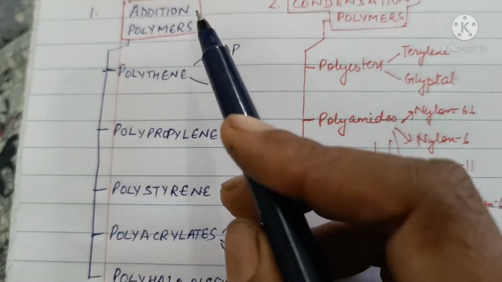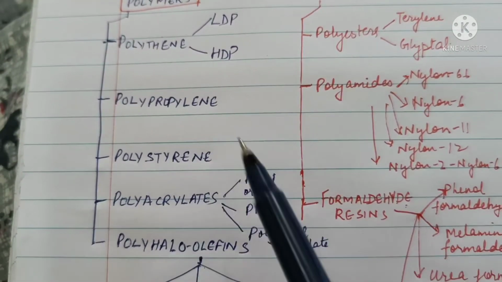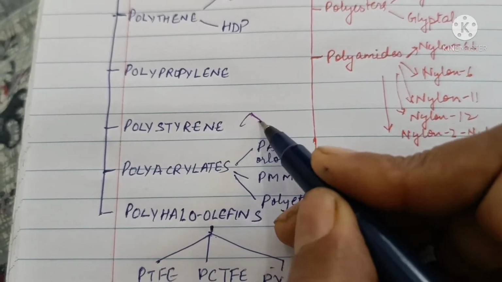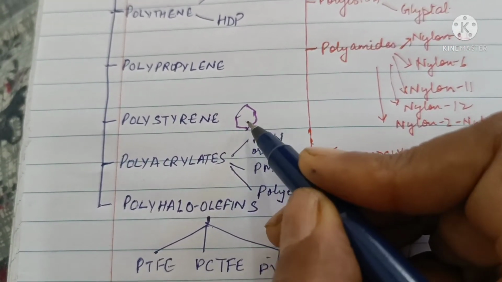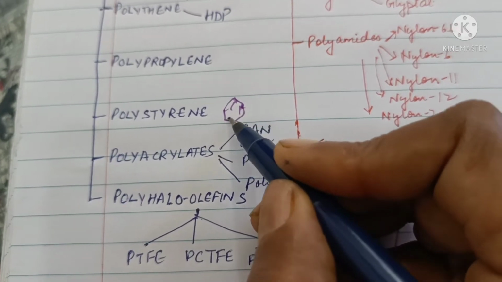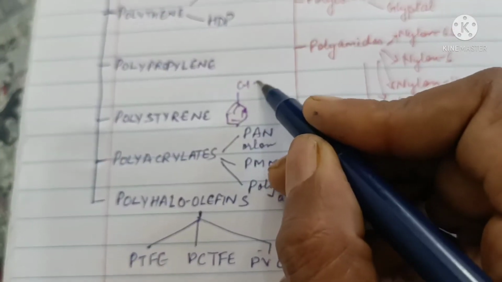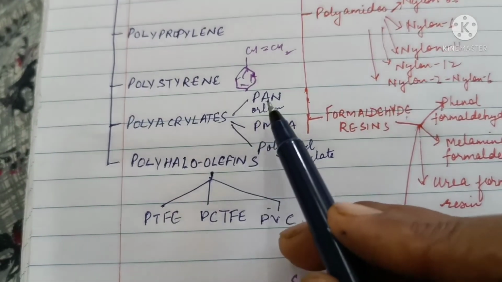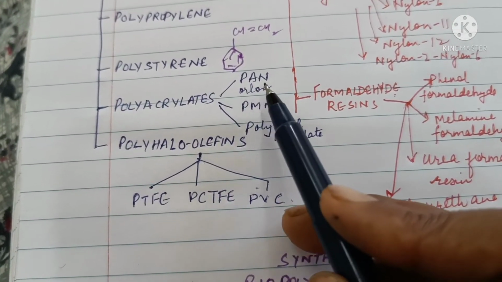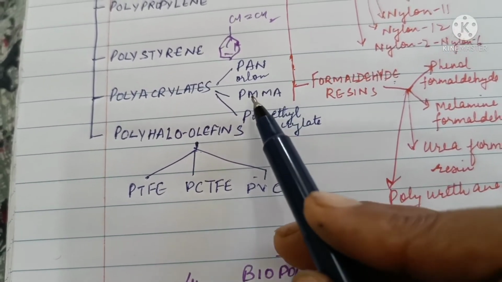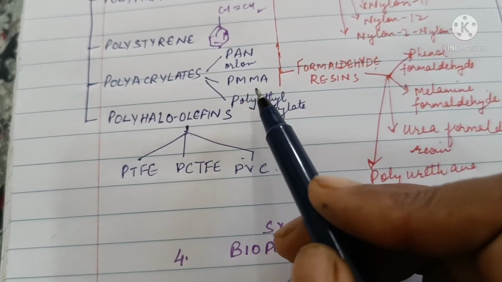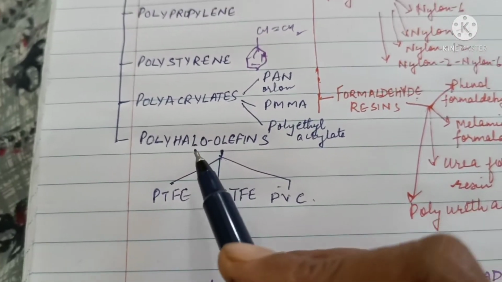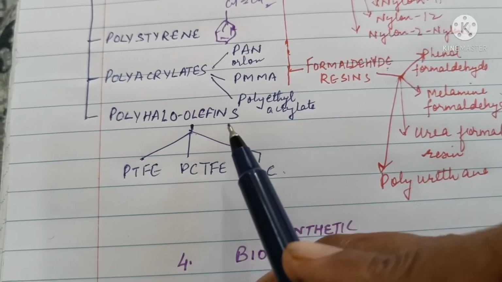Polypropylene, this is also an addition polymer. Polystyrene, an addition polymer of the type having monomer unit C6H5CH=CH2. Then we had polyacrylates, which were further divided into polyacrylonitrile or Orlon, polymethyl methacrylate or PMMA, polyethyl acrylate. Then we did polyhaloolefins.